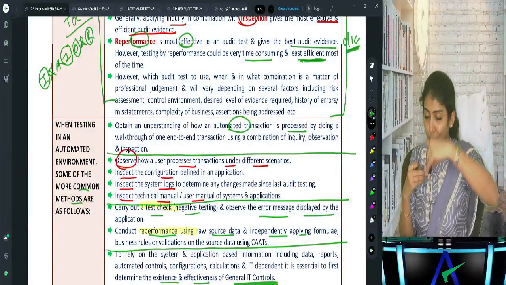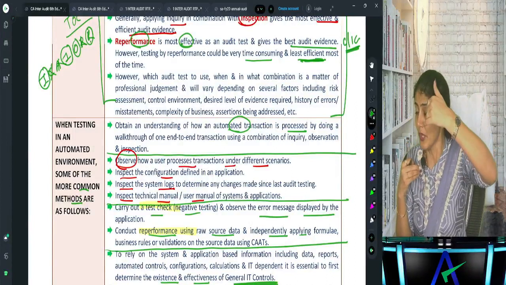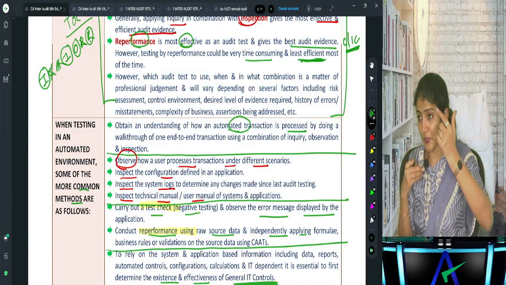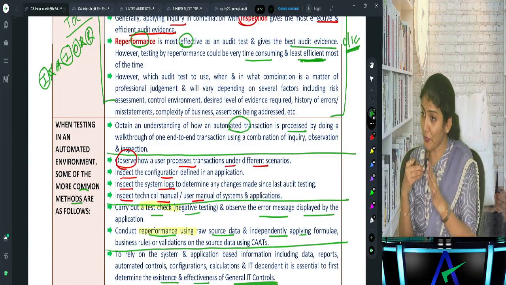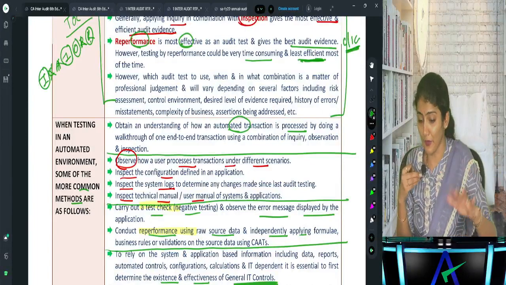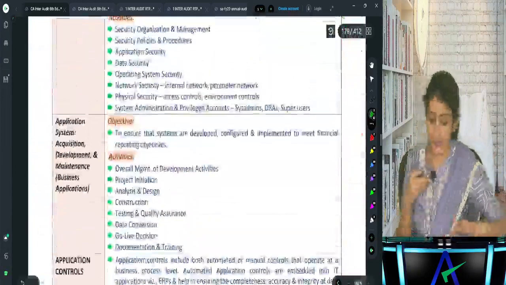And here you have the flow of how you do the testing in an automated environment. What is the flow? You understand. After you understand, you observe. After you observe, you inspect. Then you test check. Then you reperform. And then you also have to check for the general IT control.